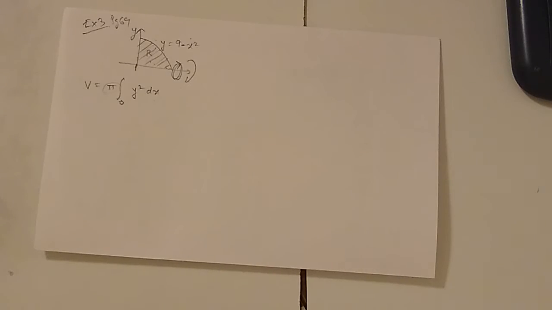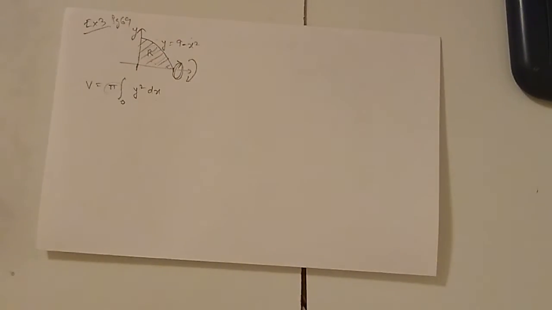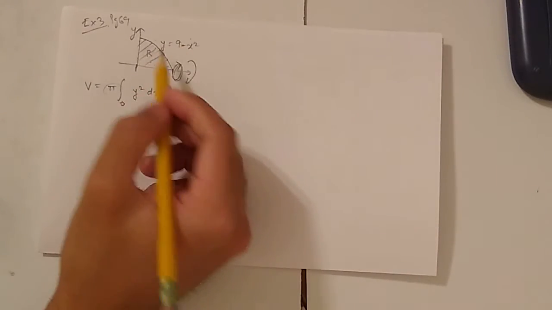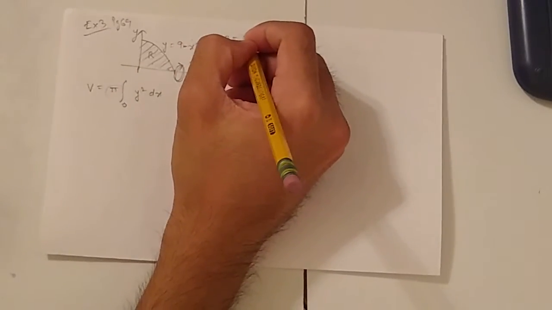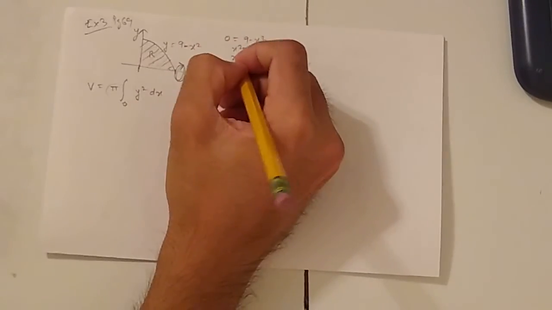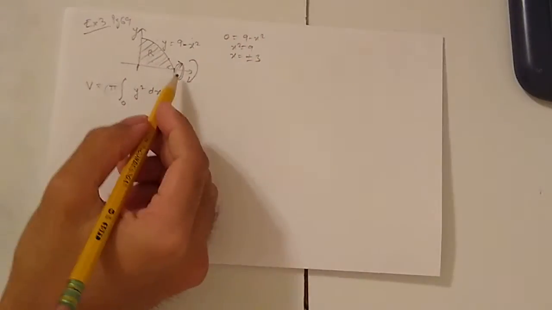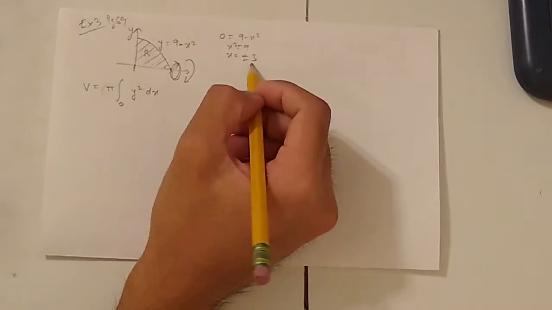The higher limit is this limit over here. We need to find that limit. We can easily find that limit by substituting y equals 0 into this equation. So if y equals 0, then 0 is equal to 9 minus x squared, so x squared equals 9, x equals plus or minus 3. Notice that this is the positive root; the negative root is on the other side, which you're not considering. So this is going to be 3.